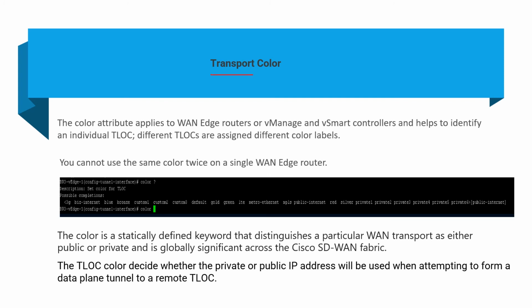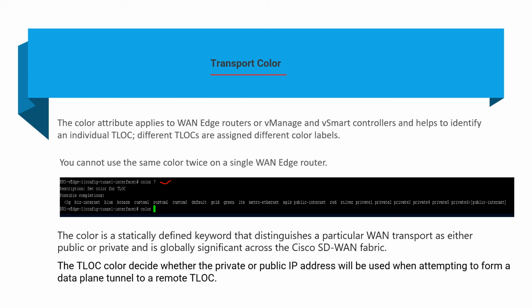Let's talk about the transport color. The color attribute applies to the vEdge routers, vManage and vSmart controllers, and helps to identify an individual TLOC. Different TLOCs are assigned different color labels, and you cannot use the same color twice on a single vEdge router. On my screenshot, you can see under the tunnel interface configuration, if you type color followed by a question mark, it is going to return the values.